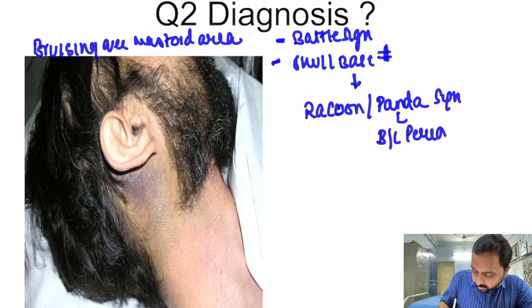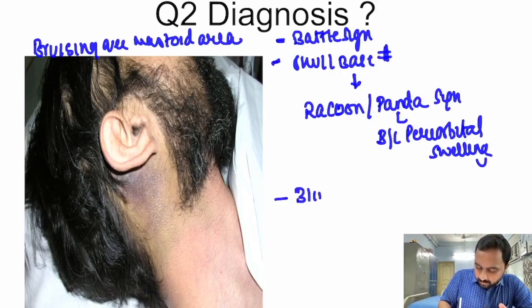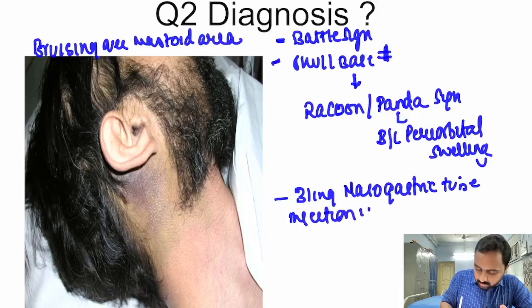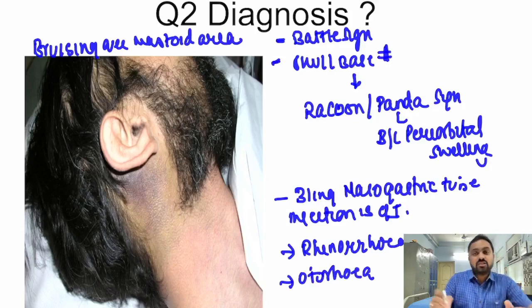Bilateral periorbital swelling. So over here some important points with respect to the skull base fracture. Always remember that blind nasogastric tube insertion is contraindicated here. They usually have rhinorrhea, CSF leakage via nose, and can also have otorrhea, which is bleeding from the ear, right? So it is a bruising over the mastoid area, which is your Battle sign, right?